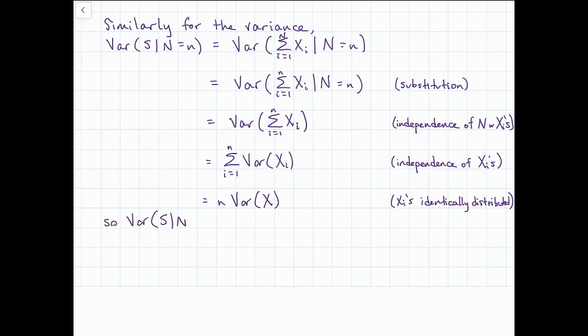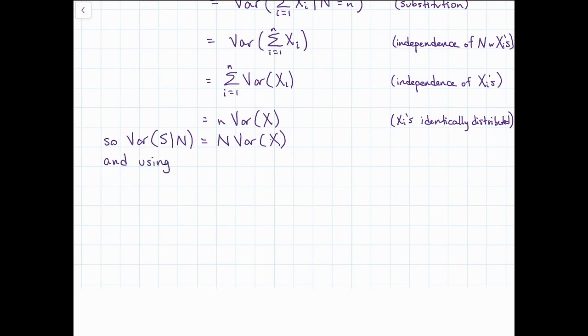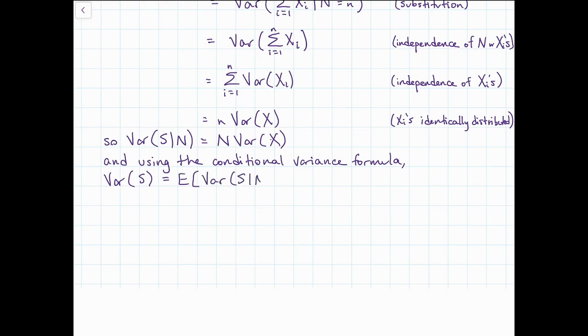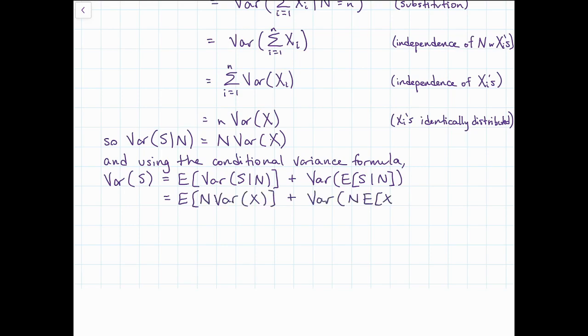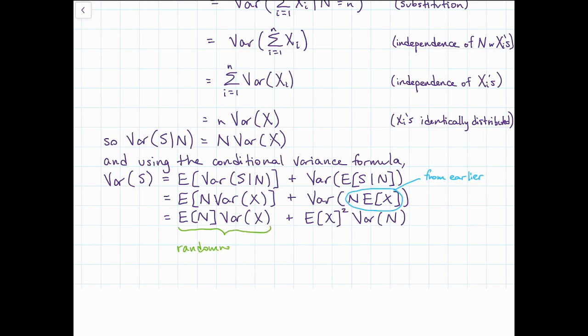So fabulous. And that also tells us that the random variable, var of s given n, is capital N times variance of x. Well, that allows us to use the conditional variance formula to find the unconditional variance of s. So var of s is e of var of s given n plus var of e of s given n. We can sub in the values we got there, n times var of x and n times e of x, which is what we got earlier when we were doing the mean. And then, using linearity of expectation, we can pull the var of x outside, and when we pull the e of x outside there, we have to square it when we're pulling it outside of the variance. So that actually gives us our formula for the variance of s.